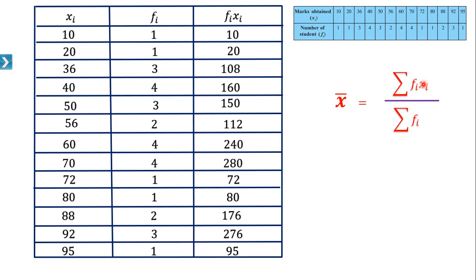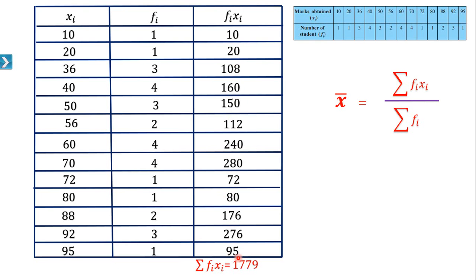Next, we have to find sigma f i x i, which is needed for the formula. To find sigma f i x i, we have to add all the f i x i. To make the addition simpler, write the units place under the units place, tens place under the tens place and hundreds place under the hundreds place, so that addition will be easier. Now, if you add all f i x i, we will get 1779.